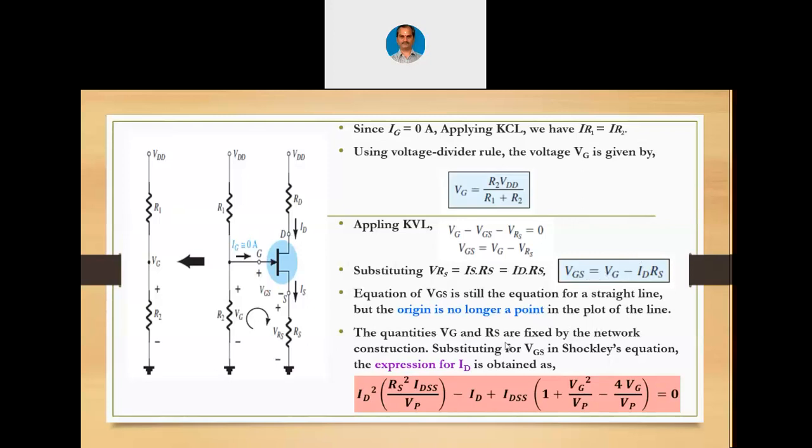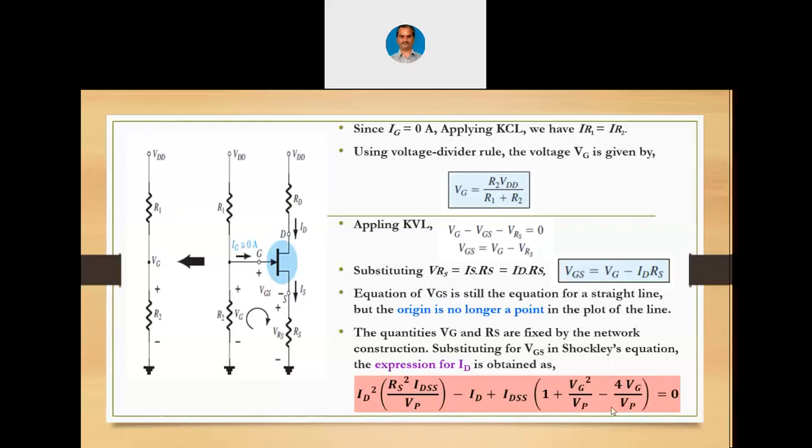Now, the quantities Vg and Rs are fixed by the network construction. Substituting for this Vgs in Shockley's equation and then simplifying, we get this expression. You can also try it out. I tried it out on my own for getting this equation. You can also substitute for Vgs in Shockley's equation and bring it to a standard form.